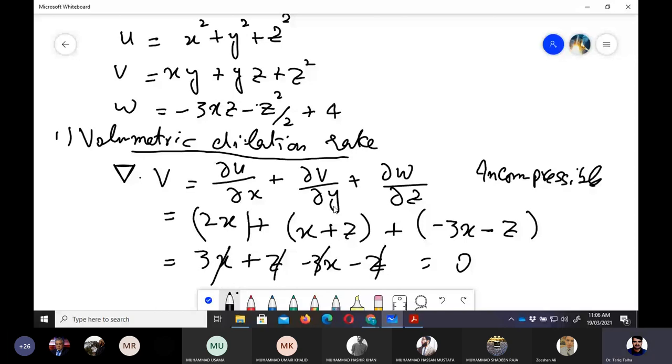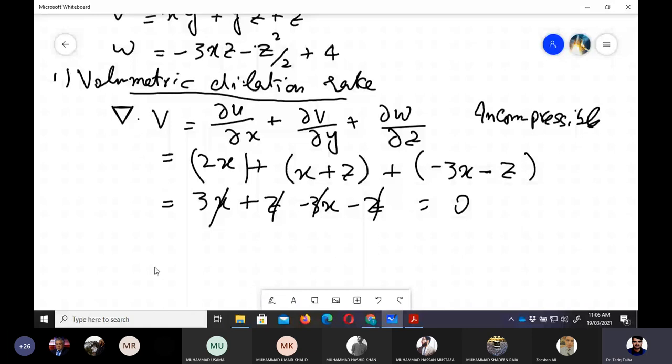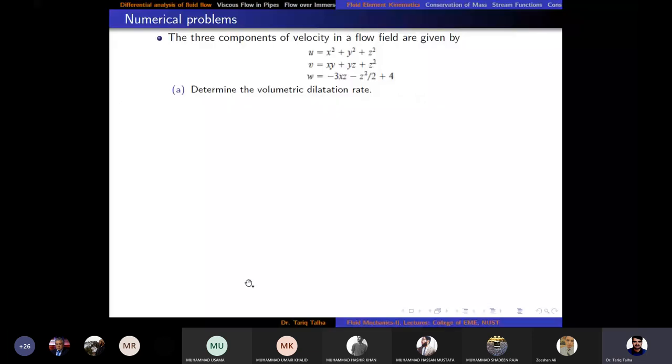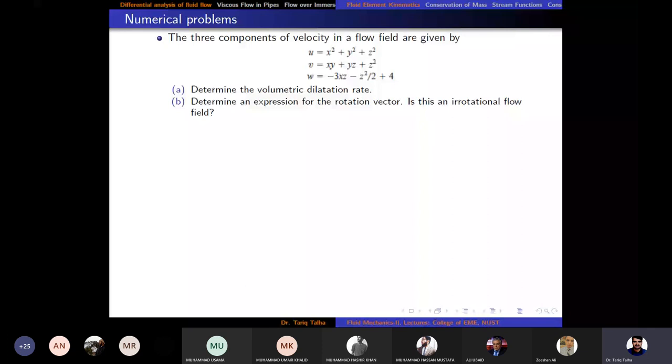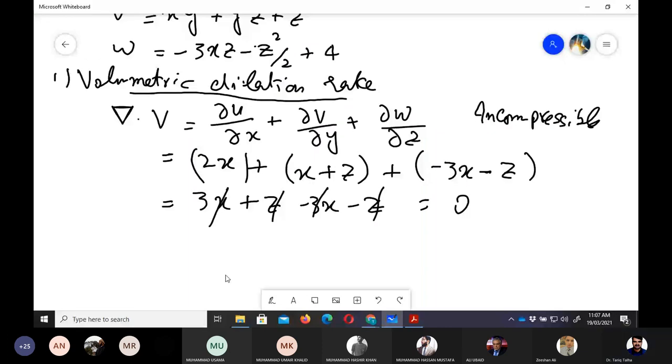Now, the second thing which we want to determine here is the expression for the rotation vector. So we need to find the expression for the rotation vector. For the rotation vector, we know that first of all, we write the expression for omega x. So let me do it somewhere here.